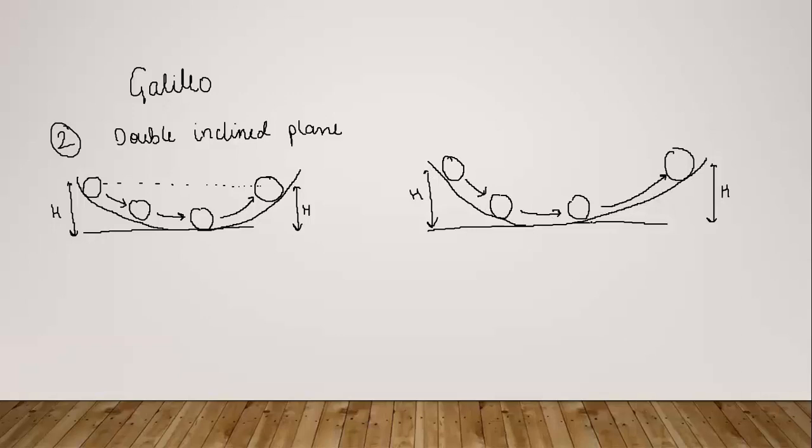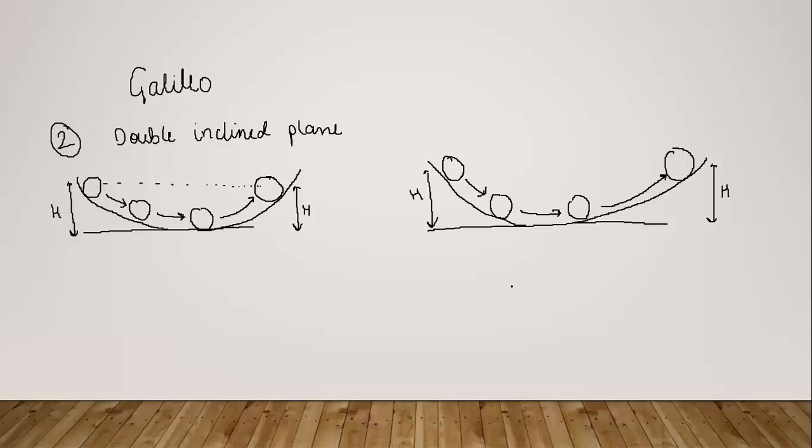So in the limiting case, if we observe these two cases and keep decreasing the slope of the second plane, we will finally reach a situation where the slope of that inclined plane is reduced to zero. So this is the limiting case when the slope of the second inclined plane is zero. The ball should travel infinite distance.